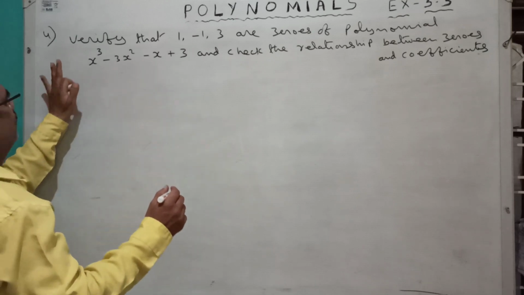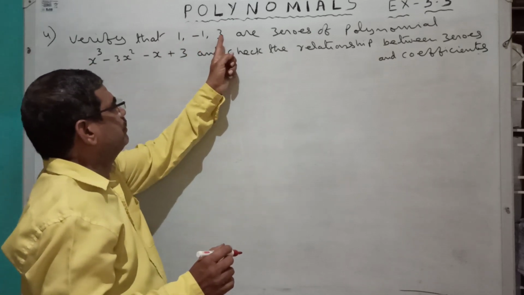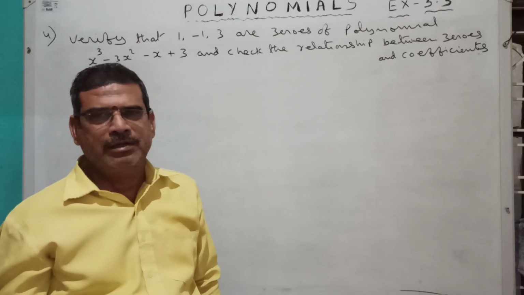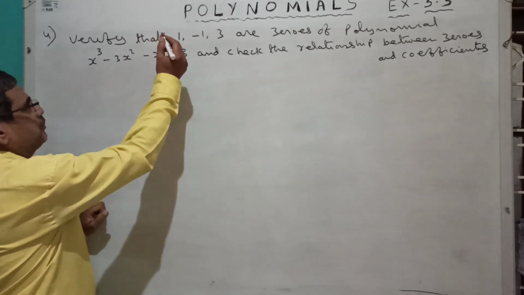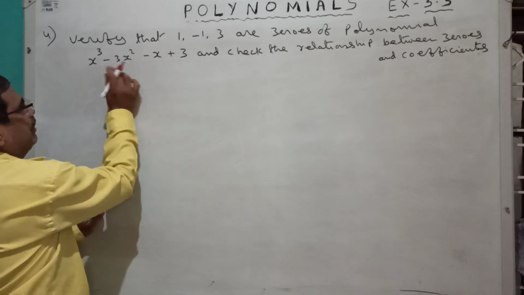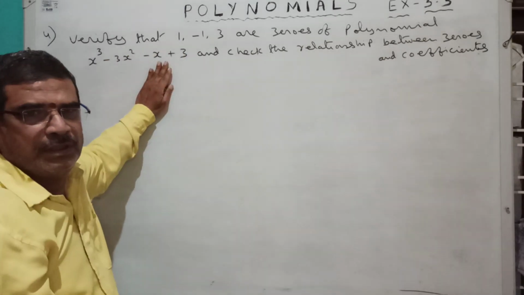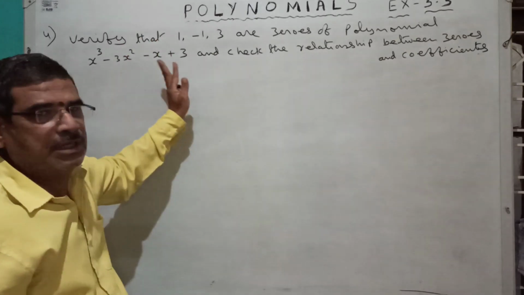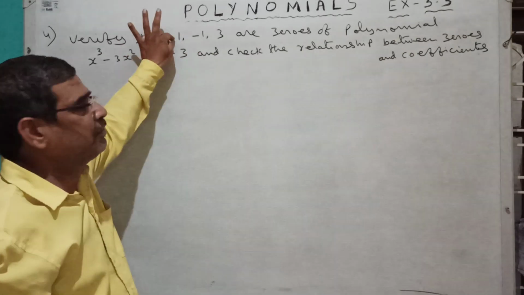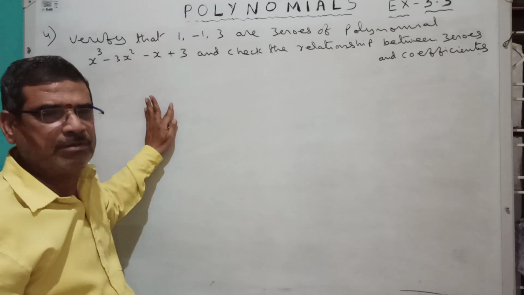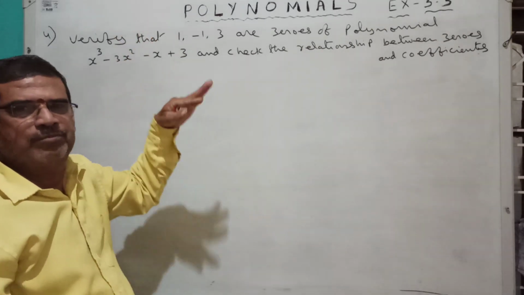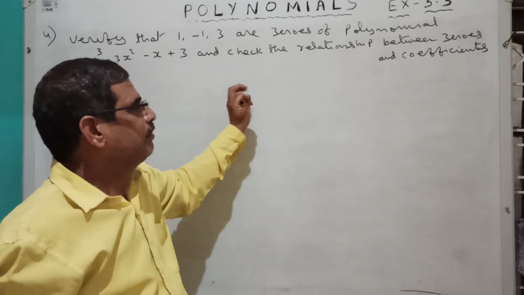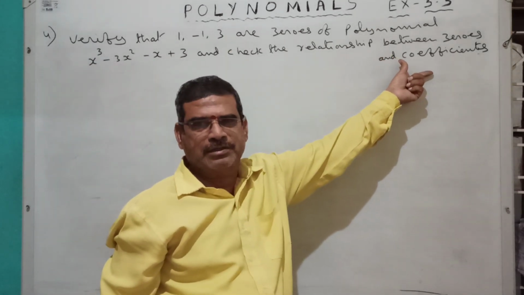So I have to check 1, minus 1, 3 are zeros of the polynomial. What is the meaning of zero of the polynomial? If I substitute 1 in place of x and this entire value is 0, then I say that this is a zero of the polynomial. If it is not 0, this is not a zero of the polynomial. If it is 0, this value is a zero of the polynomial. This is the only secret. It is one of the easy questions, but a little bit difficult.